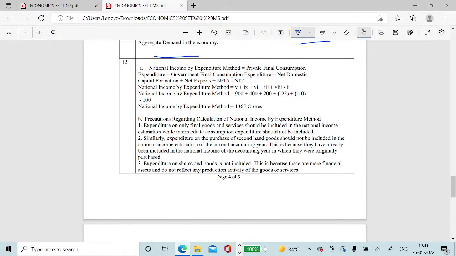Numerical का solution ये रहा. Answer 12. National income by expenditure method equals private final consumption expenditure plus government final consumption expenditure plus net domestic capital formation plus net exports plus NFIA minus NIT. तो उसका सोल्यूशन करने के बाद नेशनल इनकम बाय एक्सपेंडिचर मेथड आएगी 1365 करोड़.